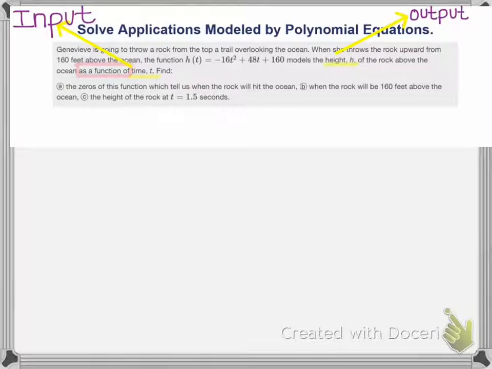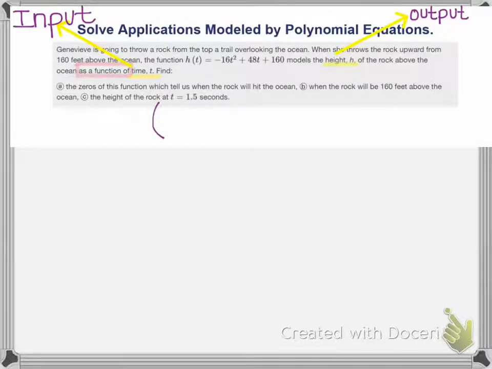Anytime you're working with a function, it's going to be one of two things. Either you're given the input value and you have to find the output value, or vice versa. You start by being given the output and then you have to work backwards to figure out what that input value is.